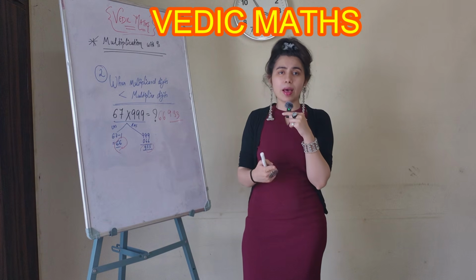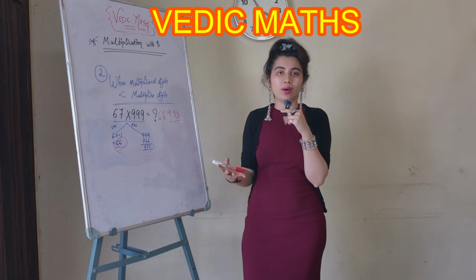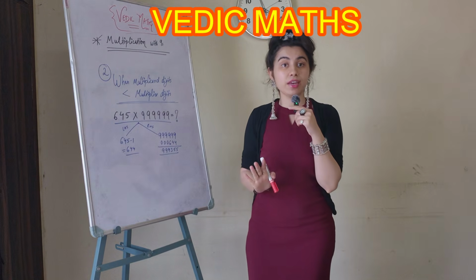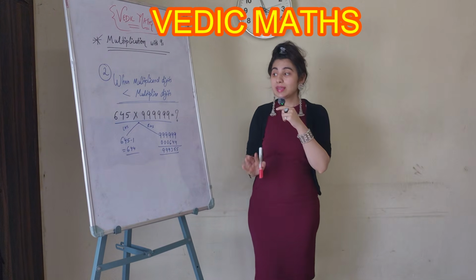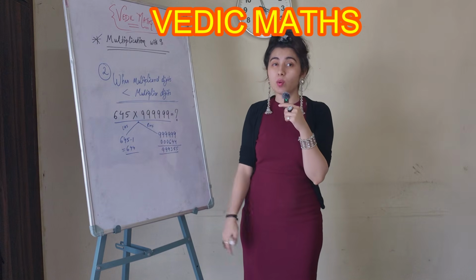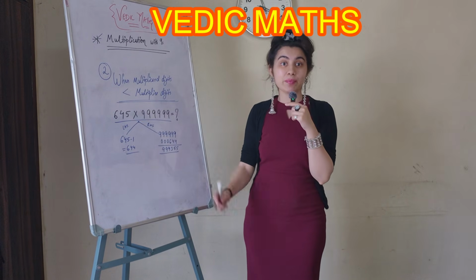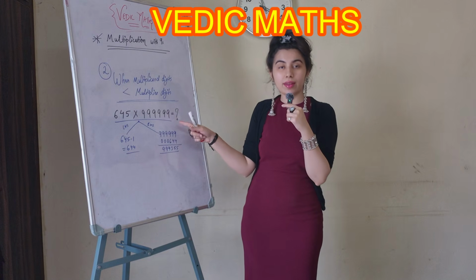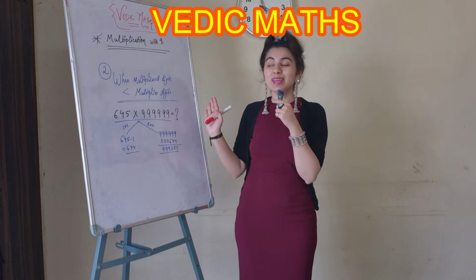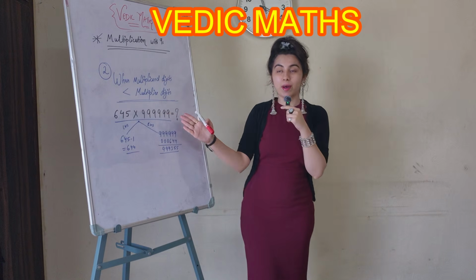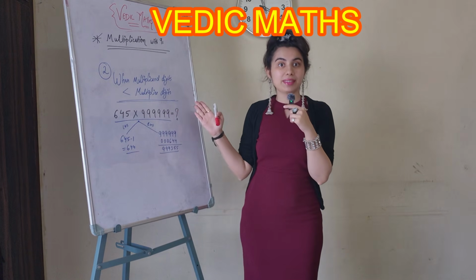Let's take up another example to clear all your confusions. Okay, let's take up another question. This one we're going to take a bigger one. The multiplicand is 645, and now what's the multiplier? This is a big one, and this is 6 times 9, 999999. So you have to multiply this 645 by 6 times 9.